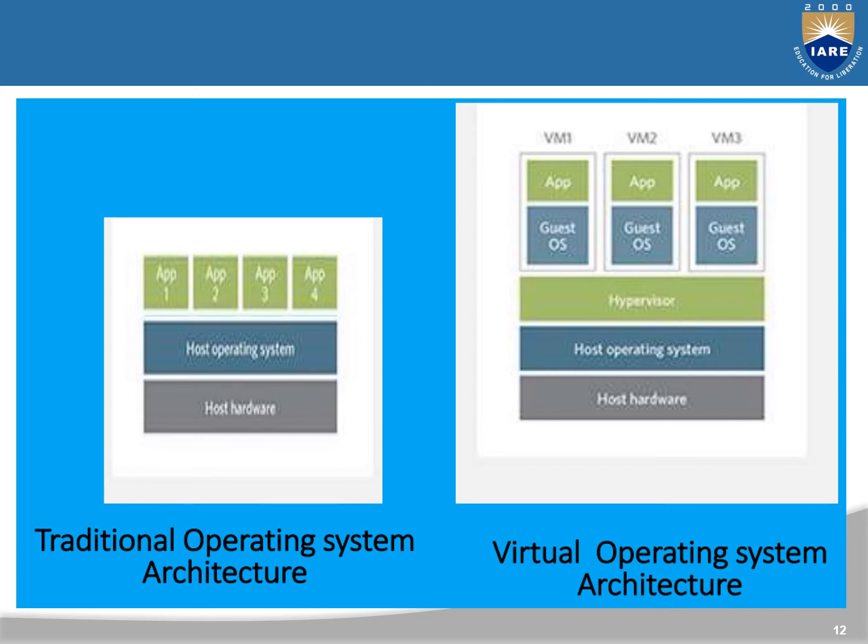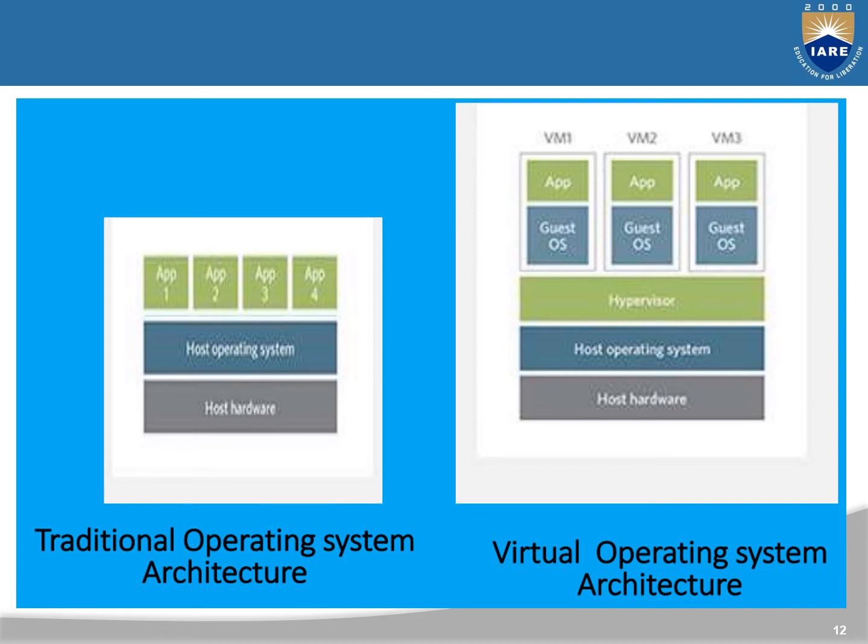Next comes the architecture of operating system virtualization. In the traditional operating system architecture, you can see apps 1, 2, 3 and 4 installed on the host operating system and the host hardware. In the virtual operating system architecture, you can see that app 1 is acting as a guest operating system, and these are all separated.